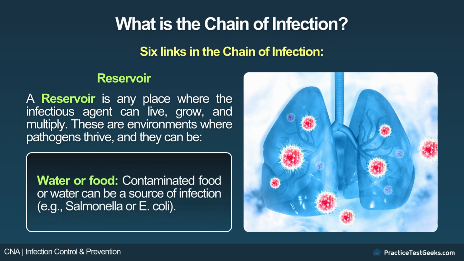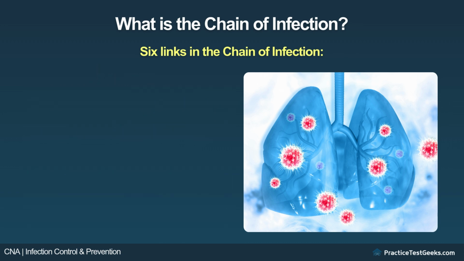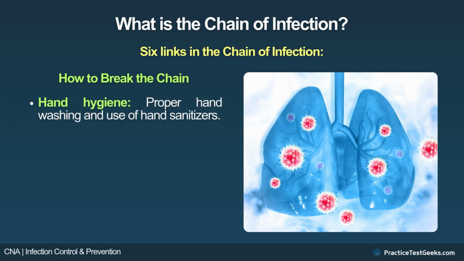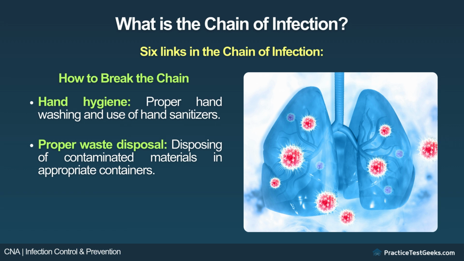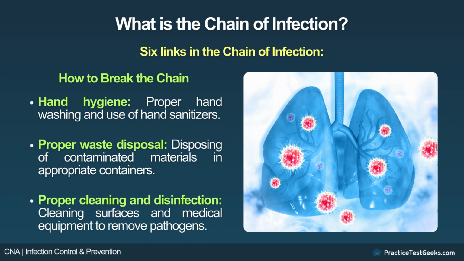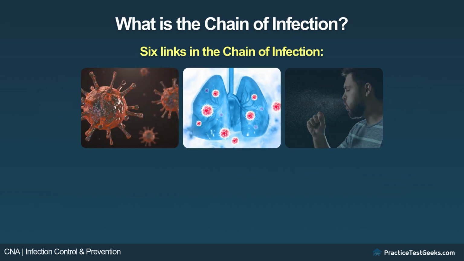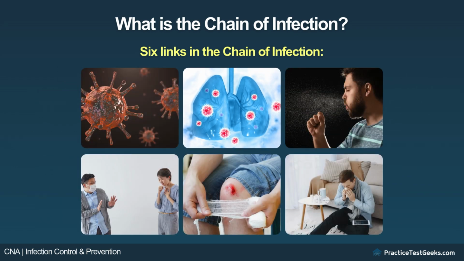Water or food. Contaminated food or water can be a source of infection such as Salmonella or E. coli. How to break the chain. Hand hygiene. Proper hand washing and use of hand sanitizers reduce the transmission of pathogens. Proper waste disposal. Safely disposing of contaminated materials such as needles and dressings. Proper cleaning and disinfection. Regular cleaning of surfaces and medical equipment. From where pathogens live, we now look at how they leave.